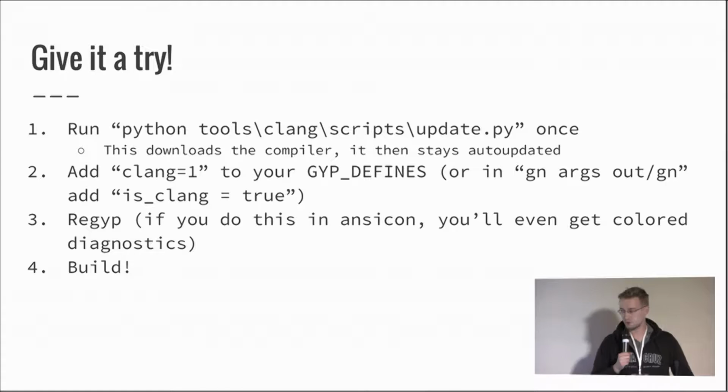And if you do this in ANSICON, which is like an ANSI escape code terminal emulator on Windows, then you even get color diagnostics, and you just build, and you'll use clang, and it'll be grand. And if you think it's not grand, then you just undo step two and re-GYP again, and then you're back on the old stuff.